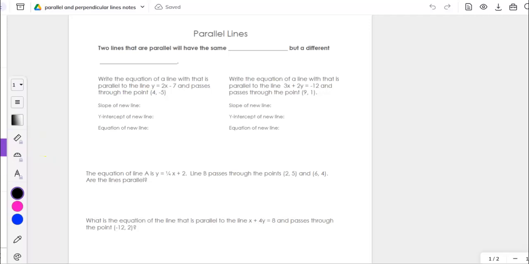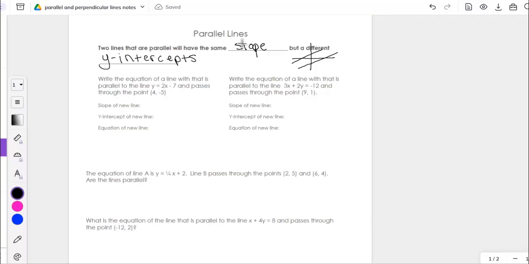All right, guys, let's talk about parallel and perpendicular lines. So first is parallel lines. Two lines that are parallel will have the same slope, but different y-intercepts. So we're looking for lines that are parallel to each other, exact same slope, but they have different starting points on the y-axis.